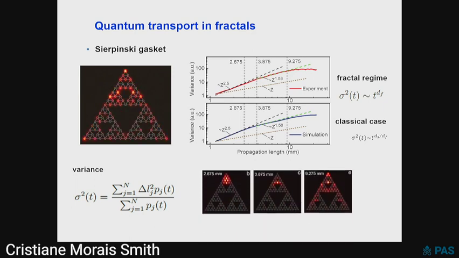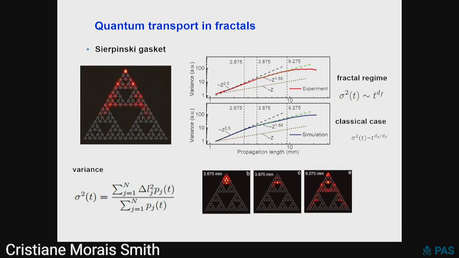And you can see that 2.675 is when the light has found the first hole. And then it gets a bit confused. And at 3.875, it has picked up the fractal Hausdorff dimension. So it goes on like this until it has explored the entire fractal when it saturates. So the curve in red is the experimental curve, and the one in blue is a numerical simulation.